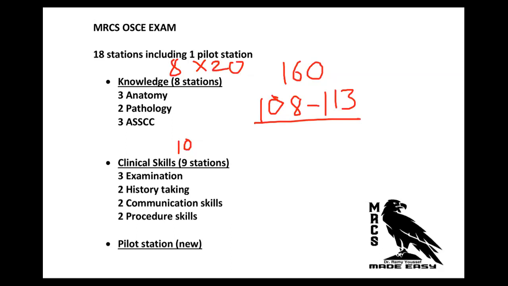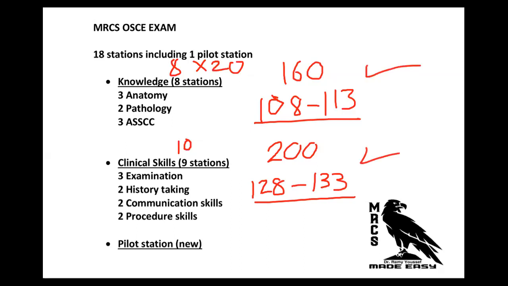Okay, collectively here it was 200, and the success rate was from 128 till 133. This is the success rate in everyone. Okay, this is collectively, and they are not added, and you have to pass in this, and you have to pass in this. If you didn't pass, you will find the result.